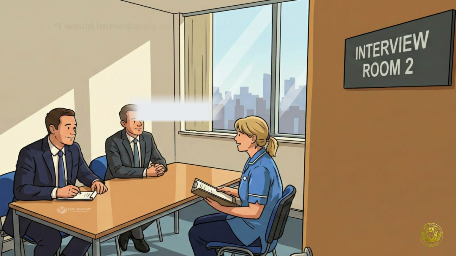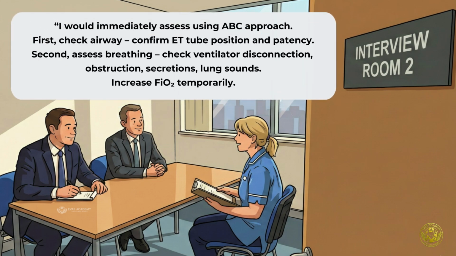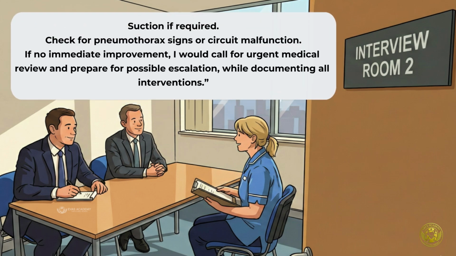A ventilated patient suddenly desaturates to 85%. What will you do? I would immediately assess using the ABC approach. First, check airway, confirm ET tube position and patency. Second, assess breathing, check ventilator disconnection, obstruction, secretions, lung sounds. Increase FiO2 temporarily. Suction if required. Check for pneumothorax signs or circuit malfunction. If no immediate improvement, I would call for urgent medical review and prepare for possible escalation, while documenting all interventions.